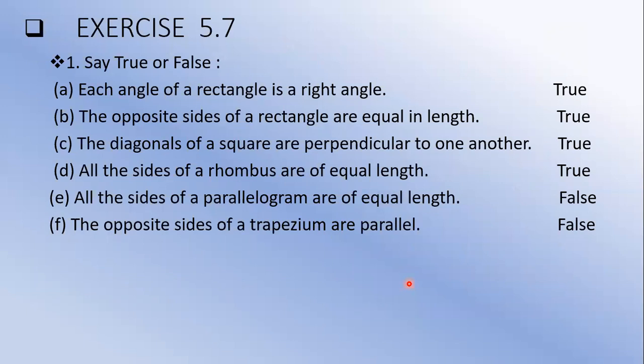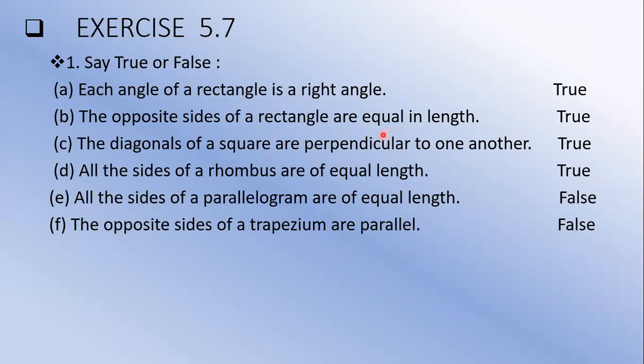See, very simple ones only. The question is to say true or false. Each angle of a rectangle is a right angle. Yes, correct. In a rectangle and a square, each angle is a 90-degree right angle.